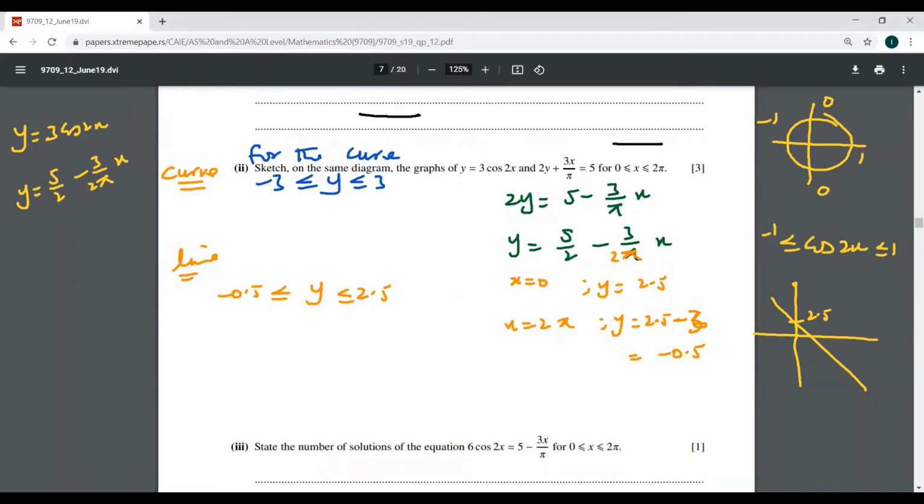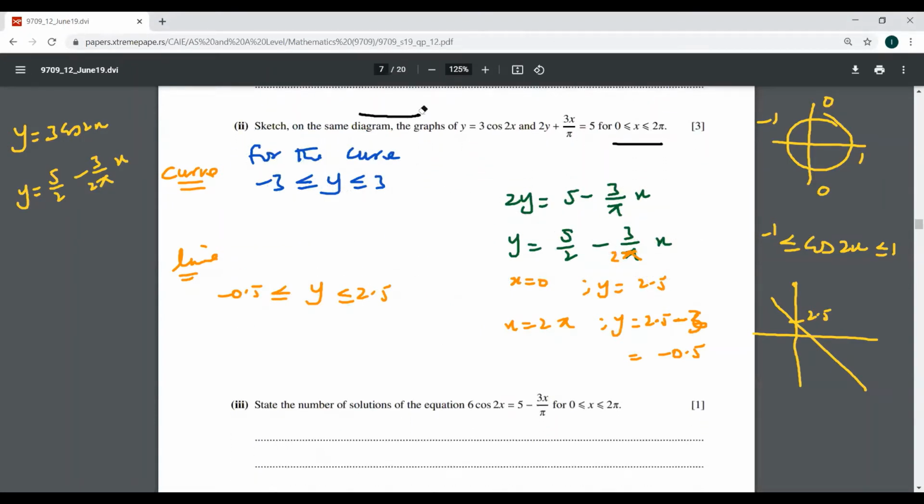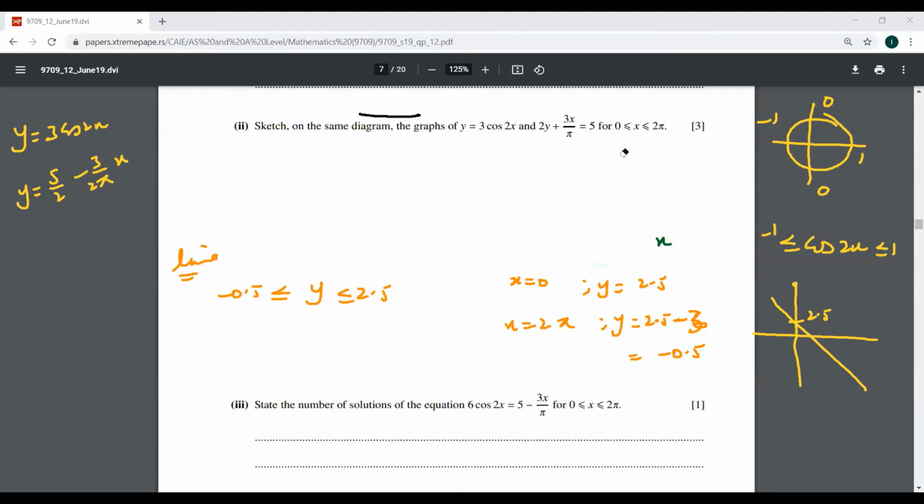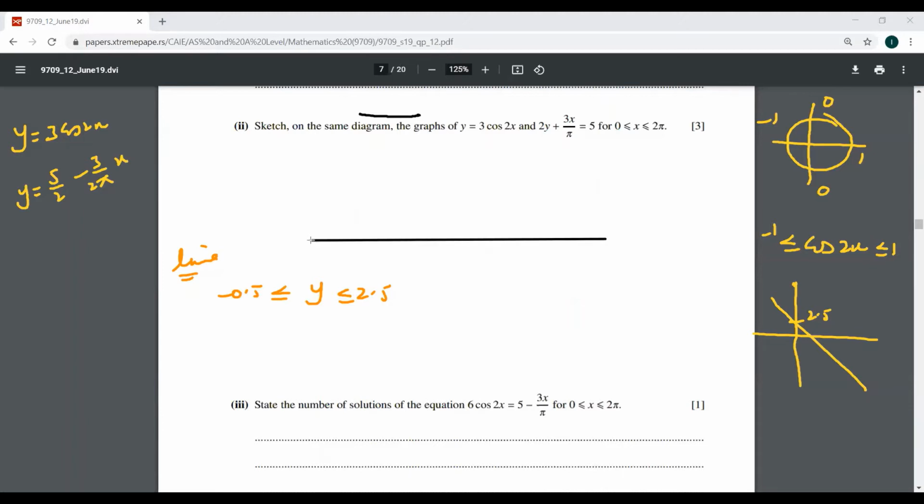Let me draw the line first. So here is this line. I have drawn a part of the line already here. You need to have a reasonable scale here, so let me draw this through a line. And this is going to go maximum to 2.5, and this will be going to 3.